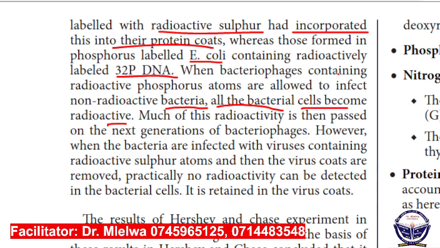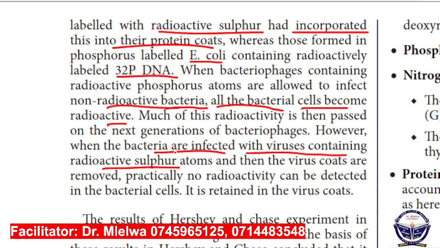When bacteriophages contain radioactive phosphorus, where was the phosphorus? In the DNA. Phosphorus atoms are allowed to infect non-radioactive bacteria, and the bacterial cells become radioactive. Much of this radioactivity is then passed on to the next generation of bacteriophages. However, when bacteria are infected with viruses containing radioactive sulfur, you see, there are two categories of virus I have told you about. There are those that contain radioactive sulfur and others that contain radioactive phosphorus.